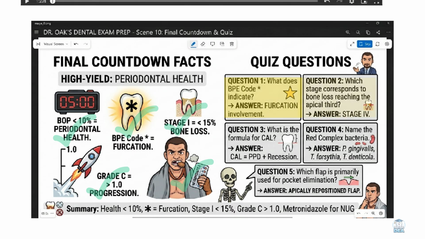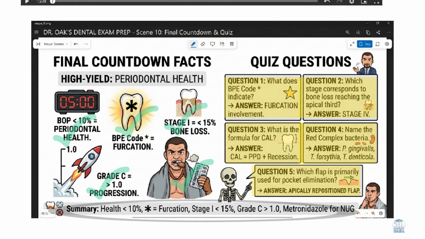Question 2. Which stage corresponds to bone loss reaching the apical third? Answer: stage 4. Question 3. What is the formula for CAL? Answer: CAL equals PPD plus recession. Question 4. Name the red complex bacteria. Answer: P. gingivalis, T. forsythia, T. denticola. Question 5. Which flap is primarily used for pocket elimination? Answer: apically repositioned flap.